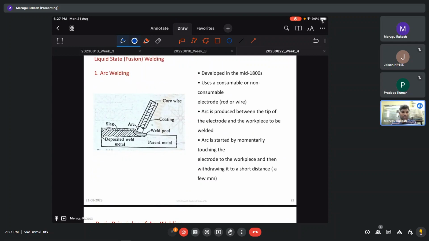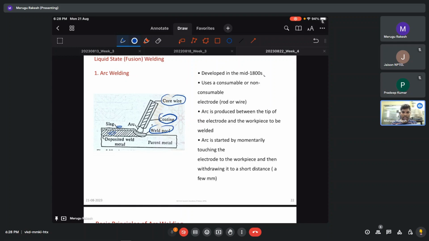So this is a typical arc welding process. These are the different terminologies that we are going to use. One is the core wire, which is coated with the flux materials. Then we have a weld pool, which is just below this electrode. Then we have the deposited weld, and we have slag, which has to be removed after the job. This is a cross section of welding.